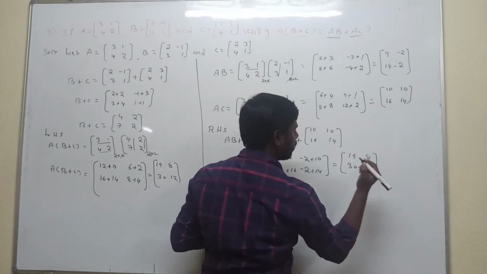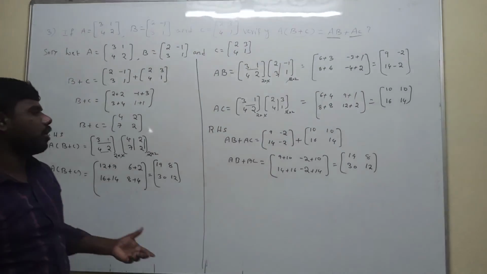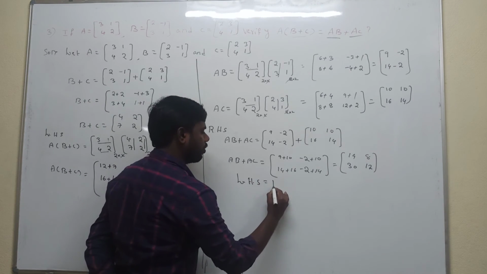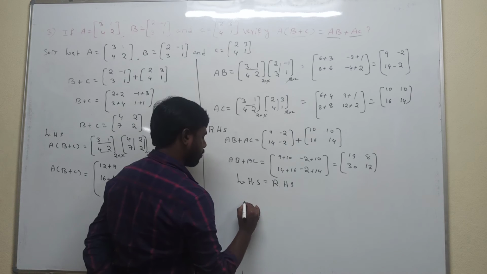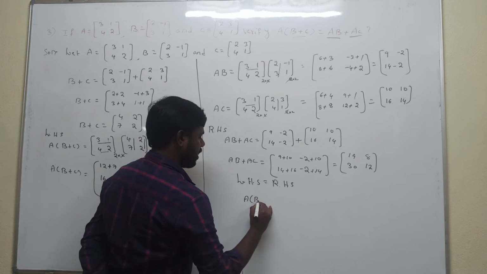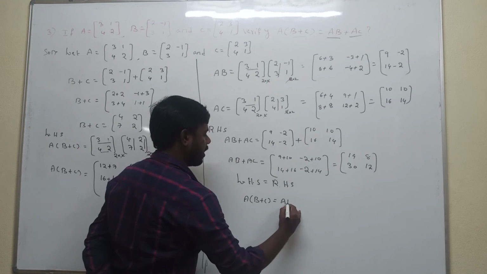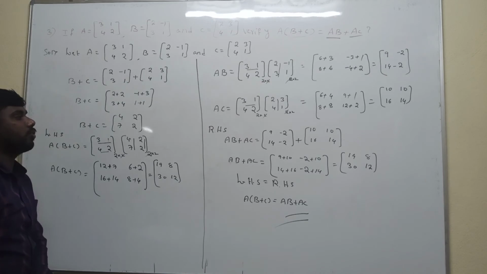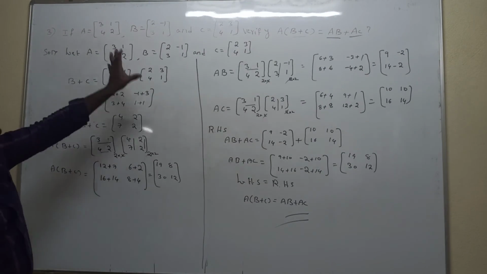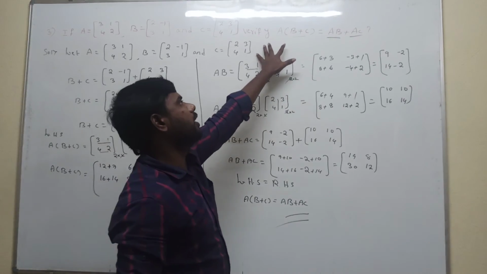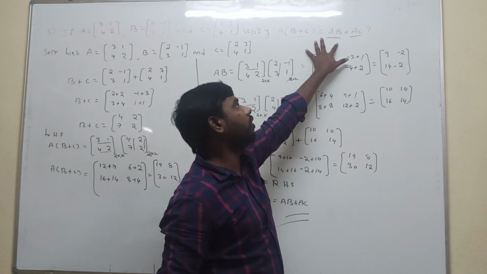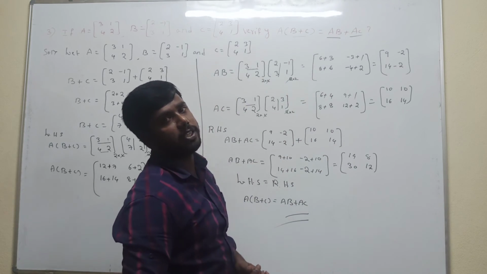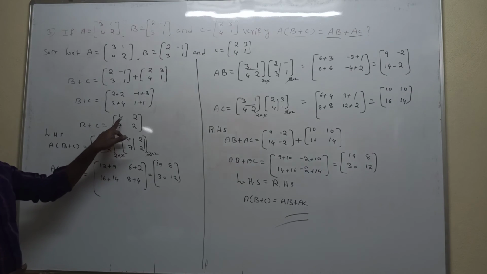Now it's correct. So now the LHS part and RHS part are both equal. The conclusion is LHS is equal to RHS. The LHS value, A into B plus C, is equal to AB plus AC. So finally both LHS and RHS are equal. Listen carefully. Matrices A, B, C are given. To verify that LHS is equal to RHS, first we calculate the B plus C matrix.